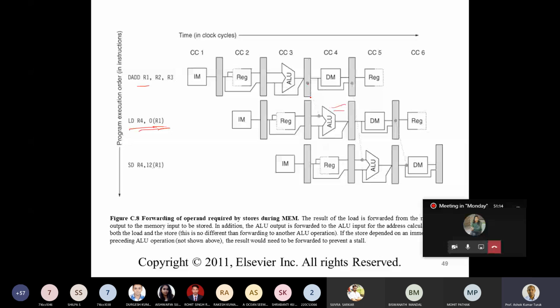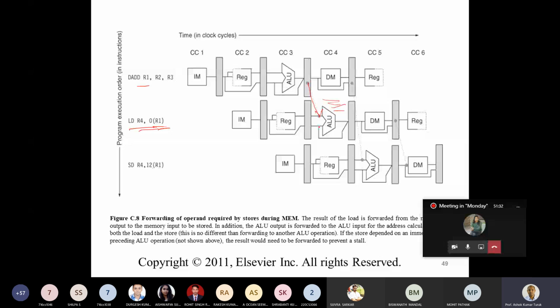Sign extension is already done in the instruction decode stage. So it adds these, and it will compute the effective address. So here in clock cycle 4, the effective address is computed, and in clock cycle 5, the memory is read. The result of that memory read is available in this pipeline register, and it will be written back in clock cycle 6.